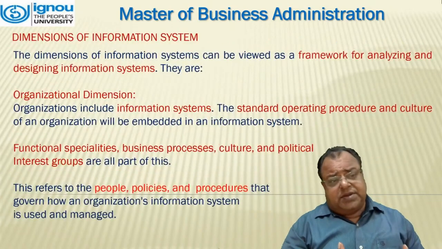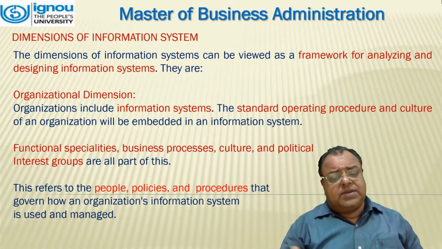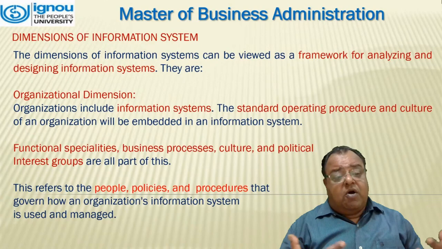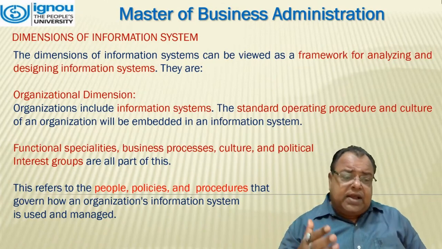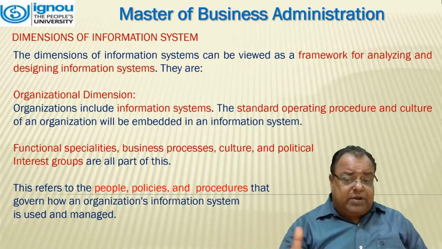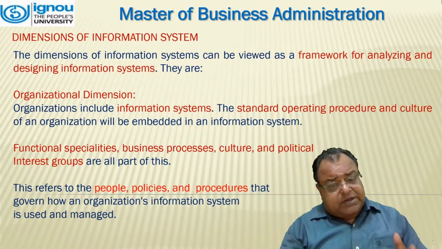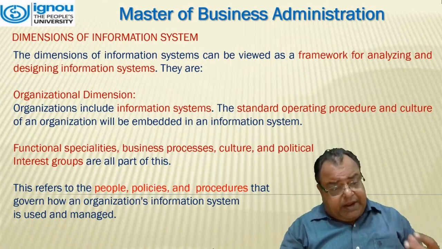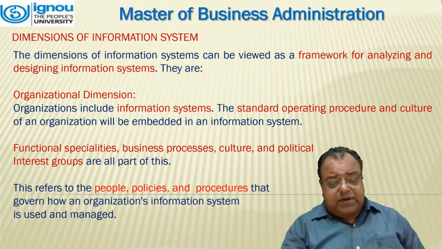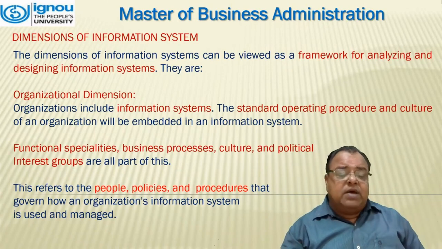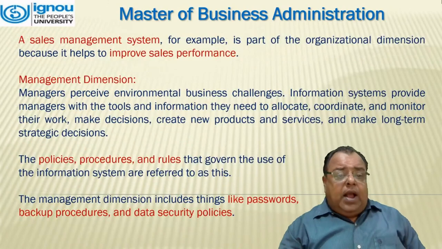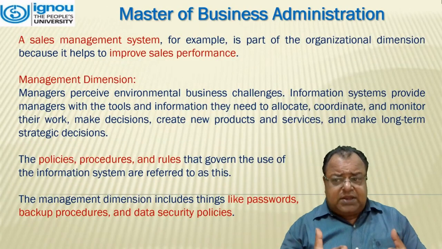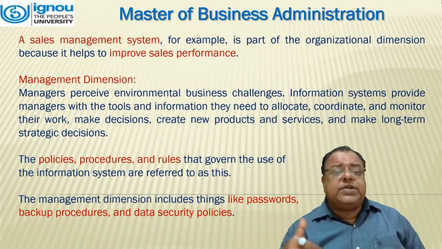What are the dimensions of information system? The dimensions of information systems can be viewed as a framework for analyzing and designing information systems. They are organizational dimensions, which include information systems. The standard operating procedure and culture of an organization will be embedded in an information system. Functional specialties, business processes, culture, and political interest groups are all part of this. This refers to the people, policies, and procedures that govern how an organization's information system is used. A sales management system, for example, is a part of the organization dimensions because it helps to improve sales performance.